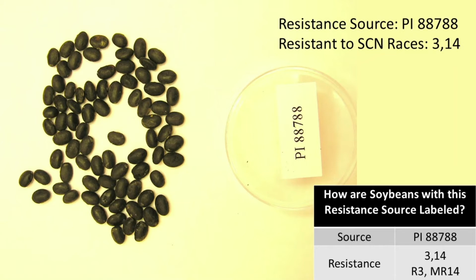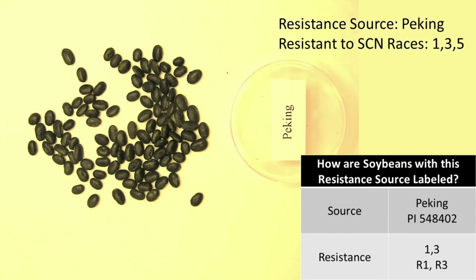In the bottom right corner of the slide, you'll see that I've included information on how you can identify the 88788 source of resistance when you're looking at a soybean to purchase. So you may see the source named as PI 88788, or you may see the resistance. If you see a soybean bag labeled with resistance to races 3 and 14, or resistant to race 3, moderately resistant to race 14, you can be sure that that soybean was developed using the PI 88788 SCN resistance source.